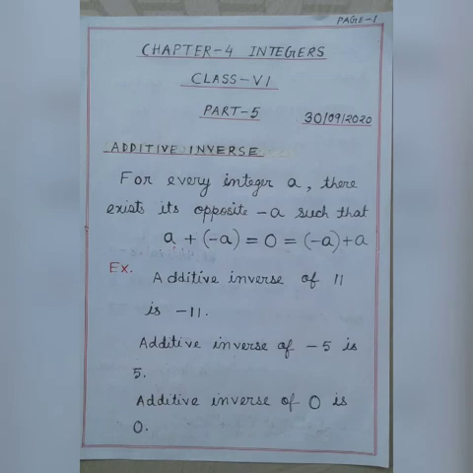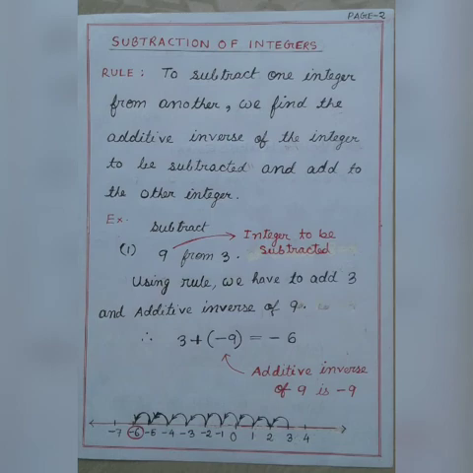Now the next topic is subtraction of integers. Here we have to follow a rule. According to the rule, to subtract one integer from another, we find the additive inverse of the integer to be subtracted and add it to the other integer. It means subtraction is also a kind of addition in integers. Let us elaborate this with one example.